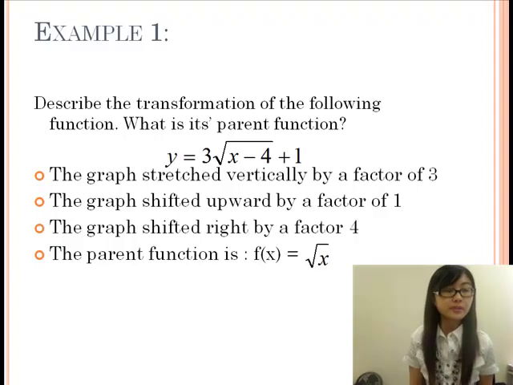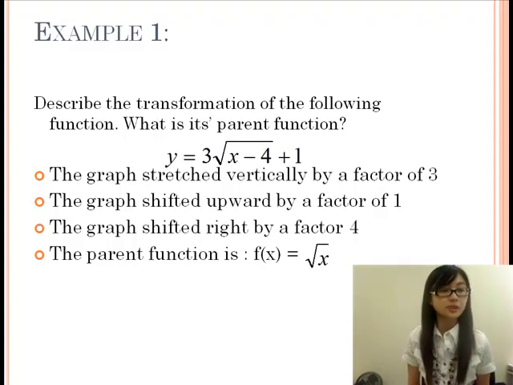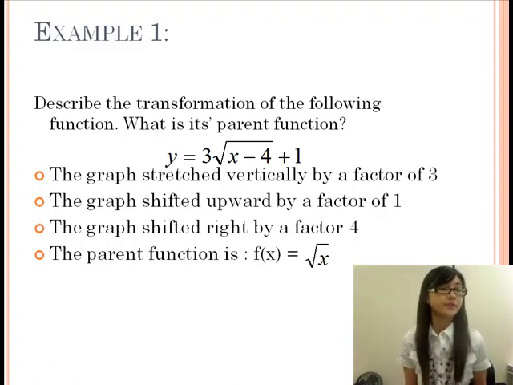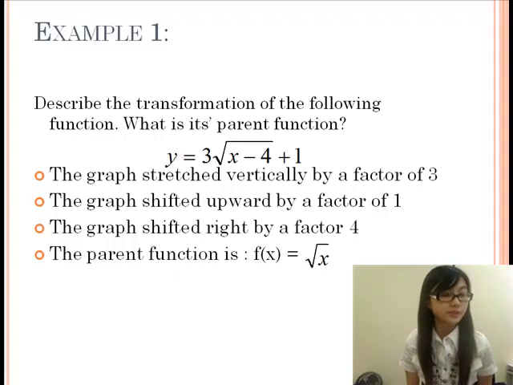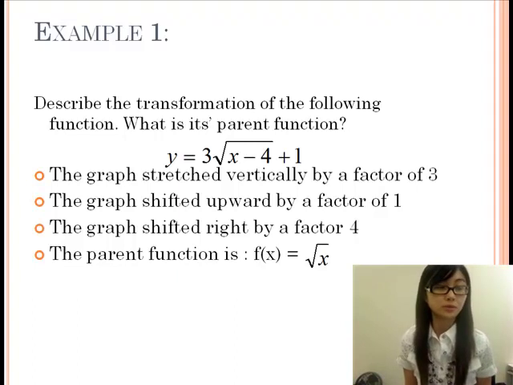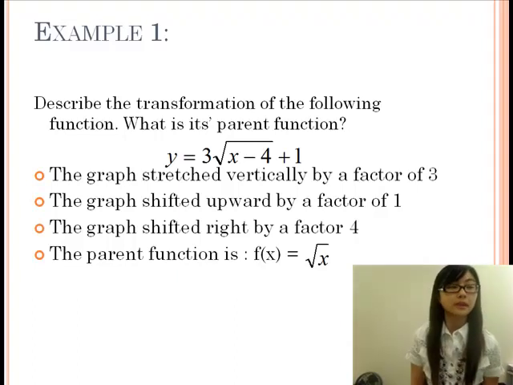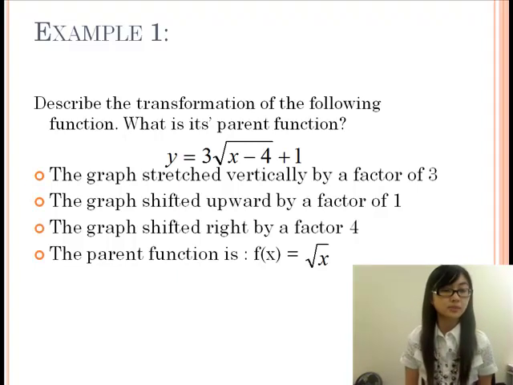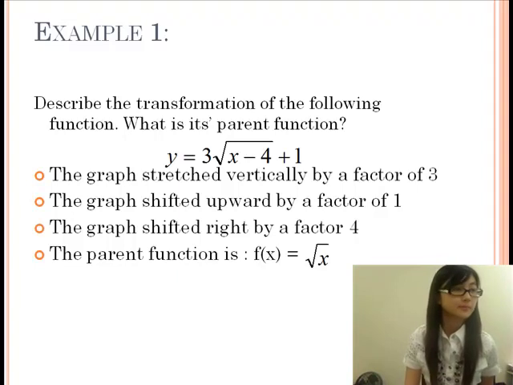The 4 that's underneath the square root means that the graph has been shifted to the right, since it's a negative 4, by a factor of 4. Now we want to know what the original function is, and that's very easy. All you do is cancel out all the numbers that we just went through. So you cancel out the 3, cancel out the negative 4, and cancel out plus 1. All you're left with is f of x equals the square root of x, and that would be the parent function.